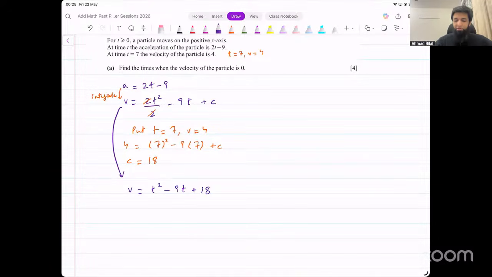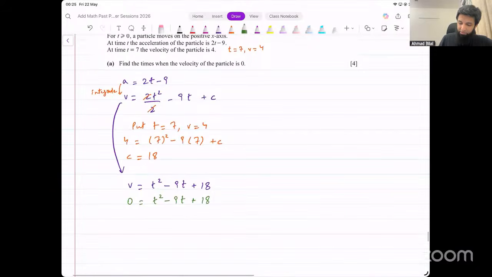That's the velocity function. They want us to find the values of t, the values of time, when velocity is equal to 0. So put the velocity equal to 0. 0 equals t squared minus 9t plus 18. Can we factorize this? 3 times 6 is 18. So we can use that. t squared minus 6t minus 3t plus 18 is equal to 0. We get two factors from this, t minus 6 and t minus 3.